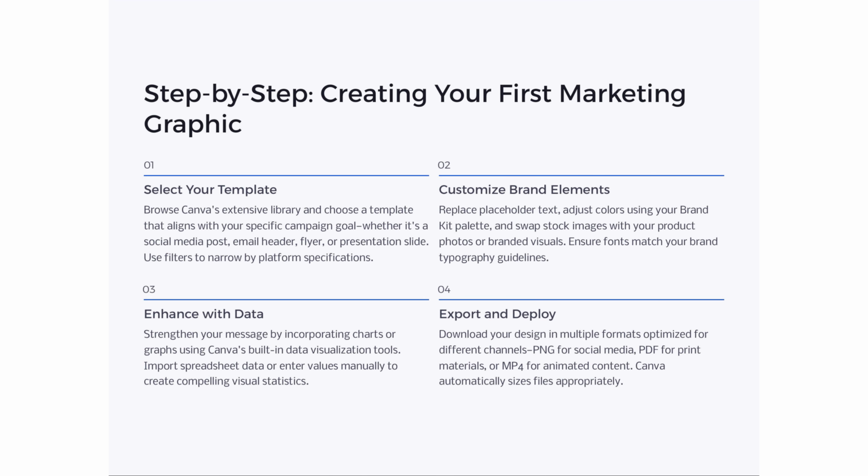Begin by selecting a template from Canva's library that suits your campaign goal. Customize it by replacing text, adjusting colors, and swapping images with your brand visuals. Enhance your design with data using Canva's visualization tools. Finally, export your graphic in the format best suited for your intended platform.